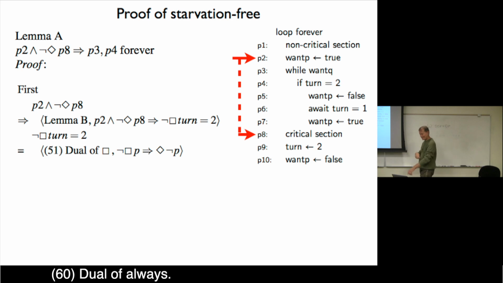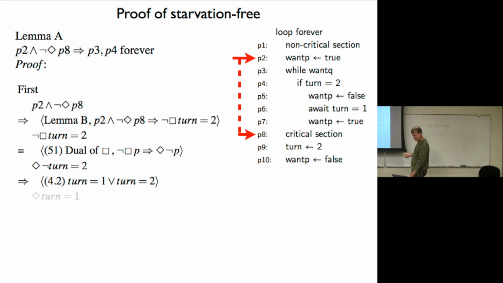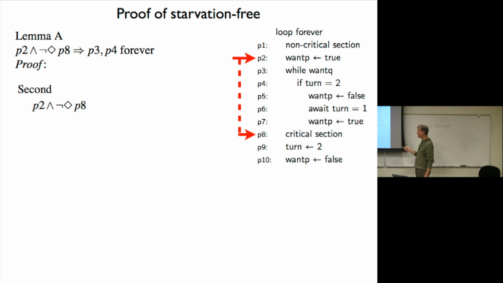Eventually not turn equals 2. Okay, so we have eventually not turn equals 2, right? But what do we know? From 4.2 we know turn equals 1 or turn equals 2. So therefore, eventually not turn equals 2 means eventually what? Yes, eventually turn equals 1. Is everybody good with that? Okay, so that's our first point.